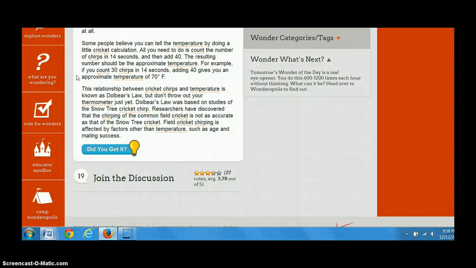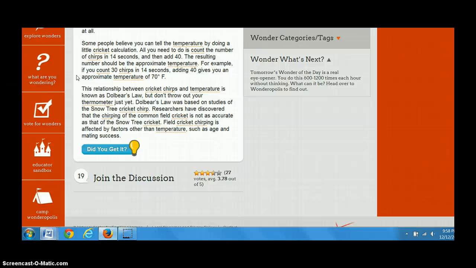Let's double check that. 30 plus 40 equals 70. Right. This relationship between cricket chirps and temperature is known as Dolbear's law. But don't throw out your thermometer just yet.